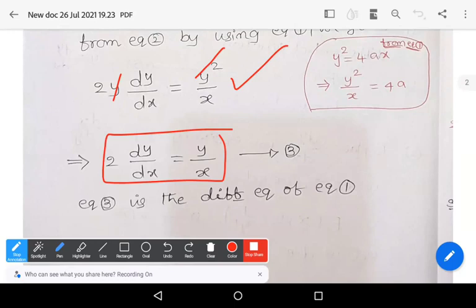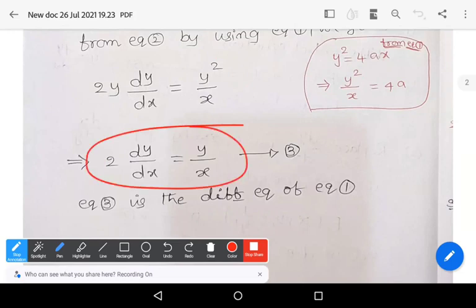Observe that equation 3 is independent of the parameter. Therefore, the differential equation in equation 3 is the differential equation of the family of curves in equation 1. Since equation 3 is independent of the parameter, it represents the differential equation of the given family of curves.